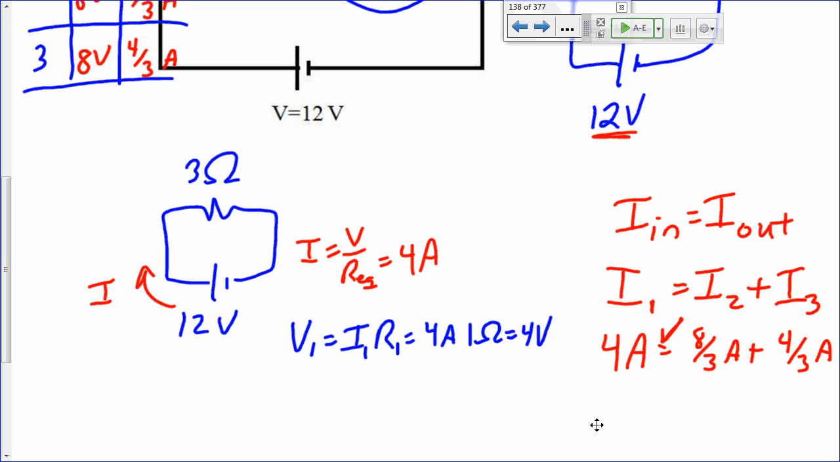On that next one, take a few minutes head start, find the equivalent, and then I want to know what is the voltage and current in each resistor. Now to find the equivalent, which resistors are you going to start with? R3 and R4, right?